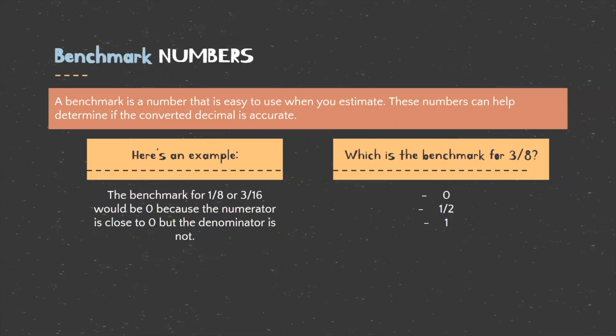Benchmark numbers. A benchmark is a number that is easy to use when you estimate. These numbers can help determine if the converted decimal is accurate. So for example, the benchmark for 1/8 or 3/16 would be 0 because the numerator is close to 0, but the denominator is not. Which of these numbers is the benchmark for 3/8? The answer would be 1/2 because 3/8 is close to 4/8.